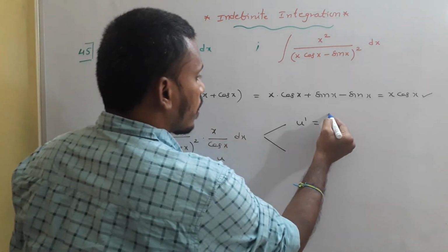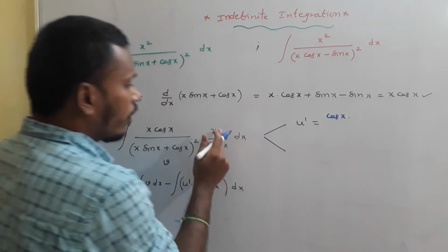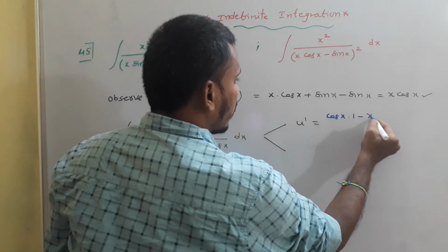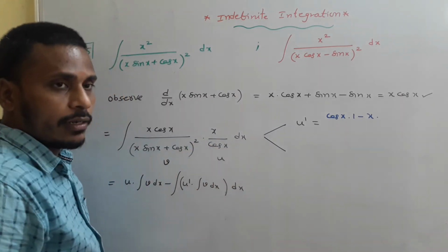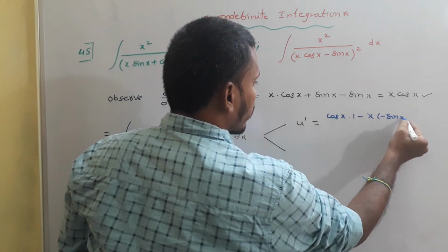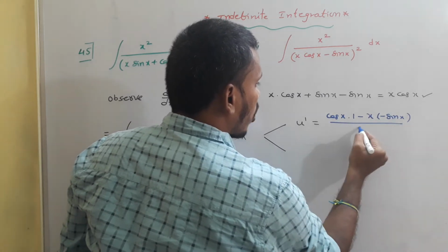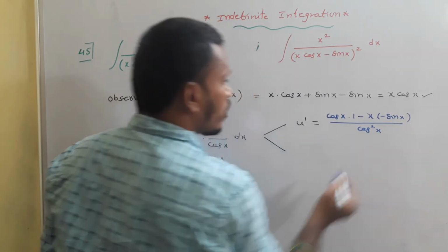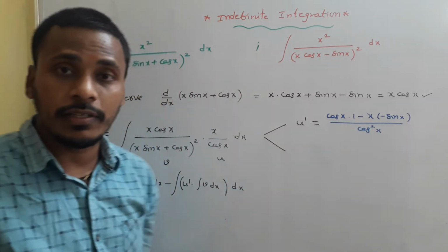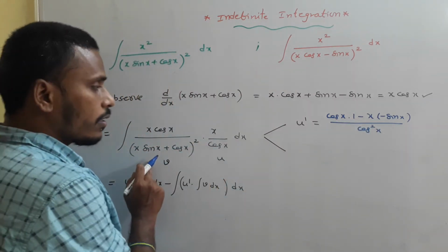Denominator cos x into derivative of numerator 1, minus numerator x into derivative of denominator. Derivative of cos x is minus sin x, divided by cos square x. This is U dash. Just observe this, it will become cos x plus x sin x. Okay. Now integration of this.